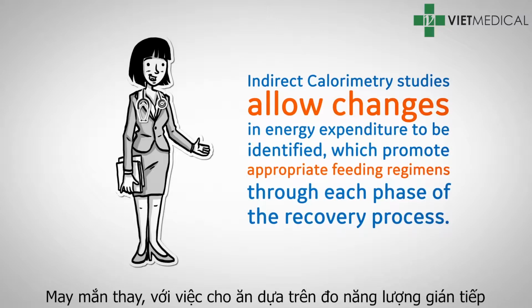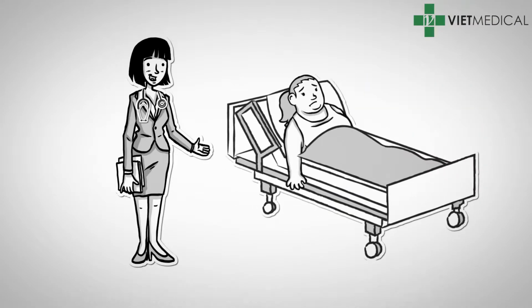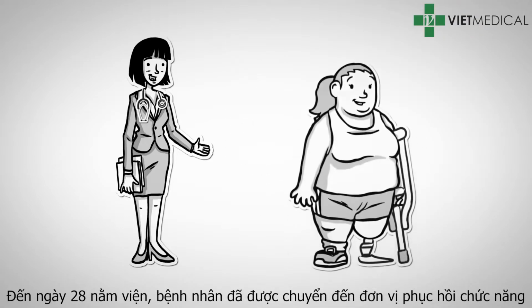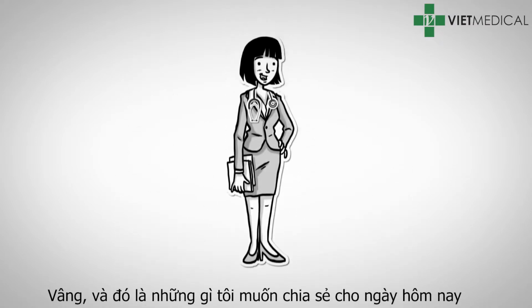Fortunately, with indirect calorimetry-based feedings, this woman continued to improve. By hospital day 28, she was down in the rehab unit learning how to use a prosthetic device to move on with her life.